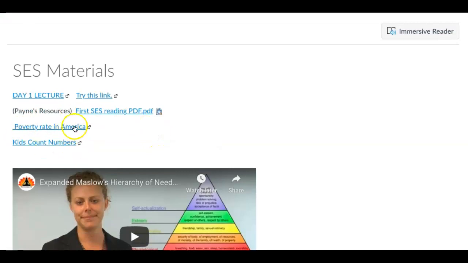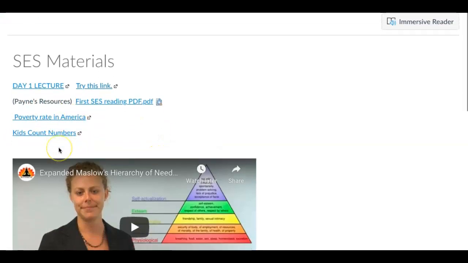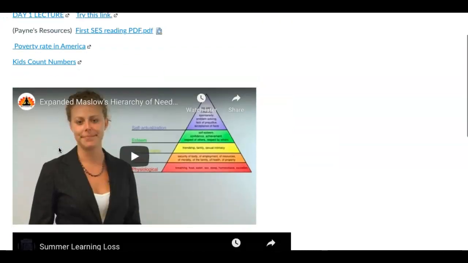Here is the poverty rates in America and kids count numbers. I checked most of these yesterday and they were all working.